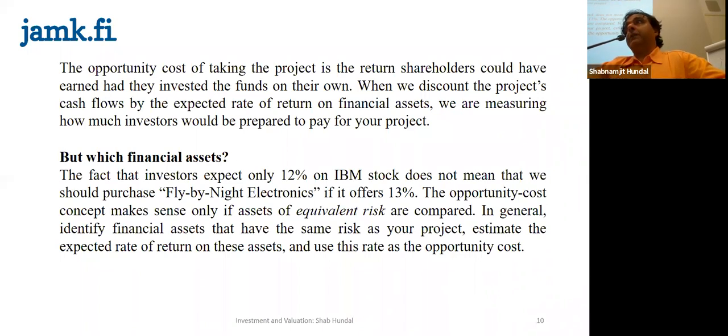So if 12% is offered by Apple, and the same by Fly By Night Electronics, then I think this 12% is too less. If Apple is giving me 4% and Fly By Night is giving me 12%, because this company is three times riskier than Apple, imagine, then the rate of discount on the future cash flow of Apple would be 4%, but for this, 12%. So I would treat this company, risky companies, with a higher rate of discount.